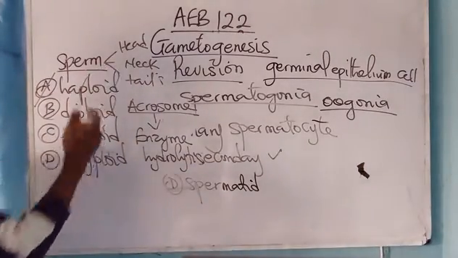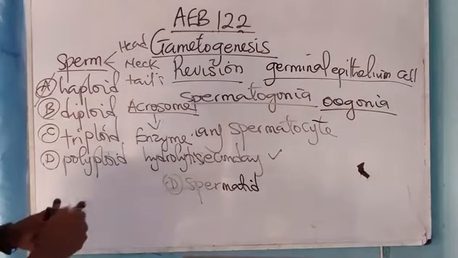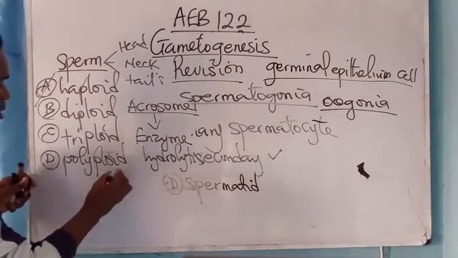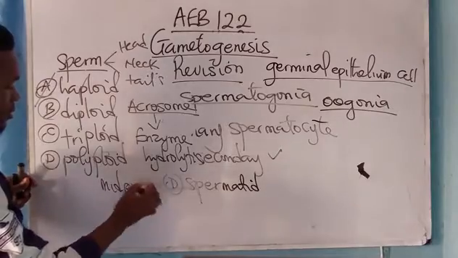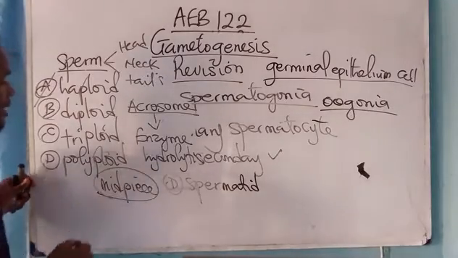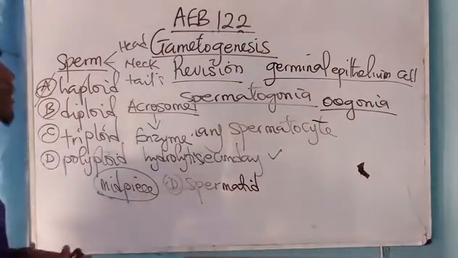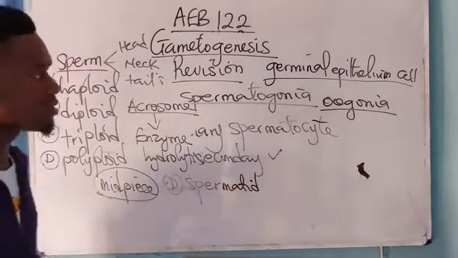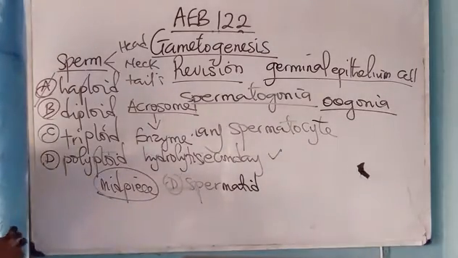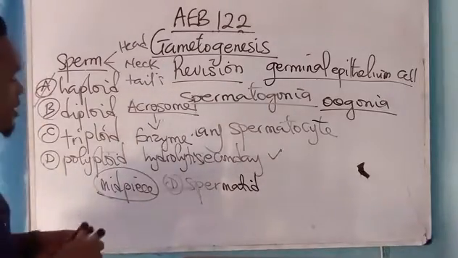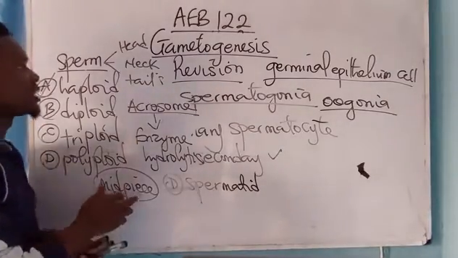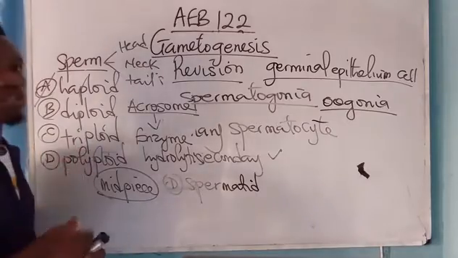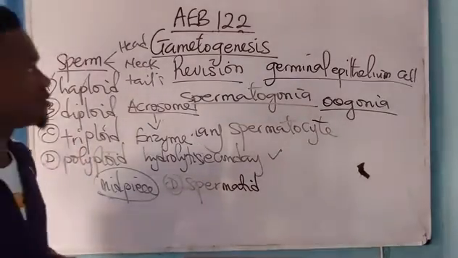Now, the mid piece of the sperm contains which of these? A. Centrioles. B. Centrosome. C. Whatever, please. It is the mid piece that contains what? The centrioles for division.